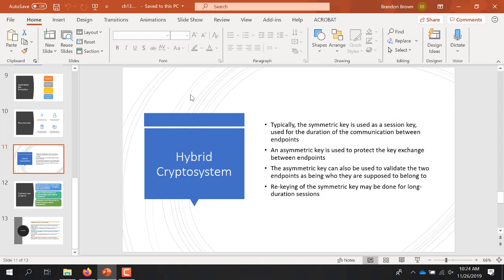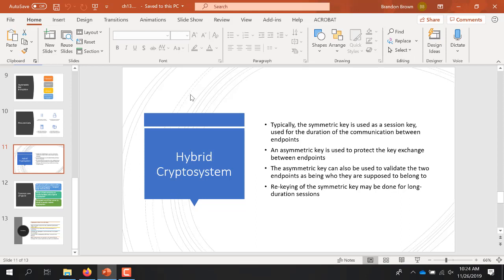So then we get into the concept of a hybrid crypto system. And typically the symmetric key is going to be used as a session key as well, for the duration of the communication between the endpoints. So if you take that into consideration, you talk about session hijacking, you can hijack that. If there's any way that you can delineate what that key is, you can hijack that VPN connection very easily, right? An asymmetric key is used to protect the key exchange between endpoints.